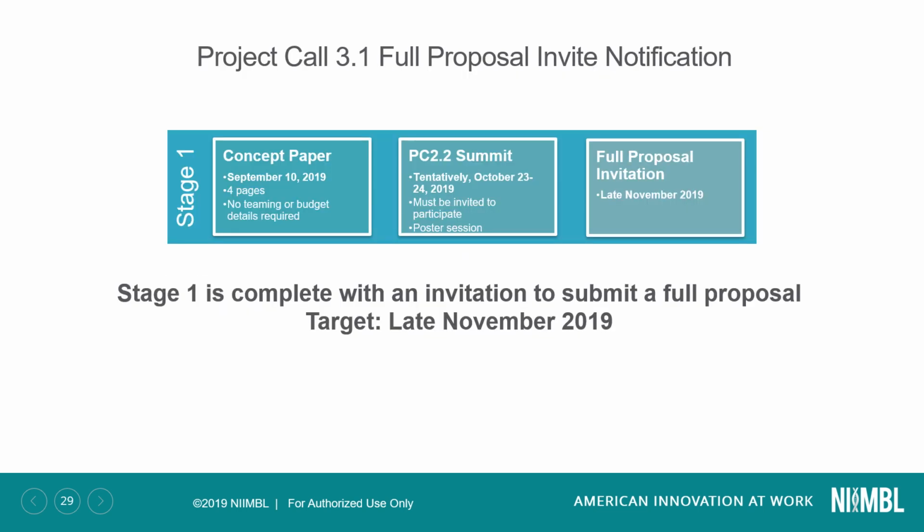Right, so a summary of what we've covered so far is that stage one, which is focused primarily on the concept paper phase, as well as the summit, which is a face-to-face, is leading up to the invitations for a full proposal. So the target date for notifying proposal teams that they've been invited to a full proposal is late November. The exact date has not been set yet, but we'll update that as we have it.